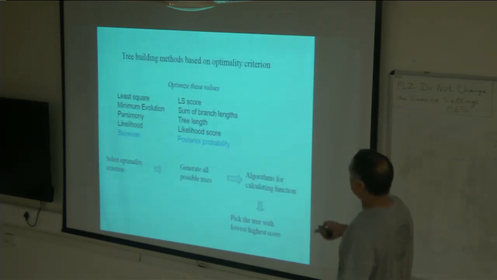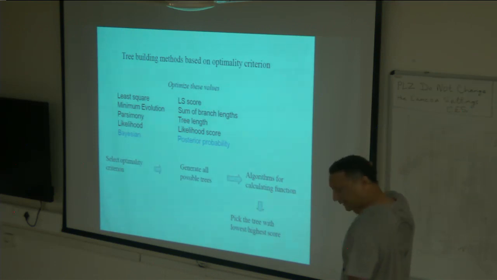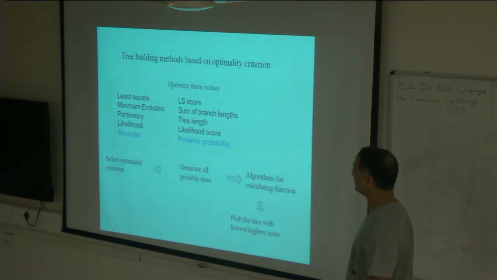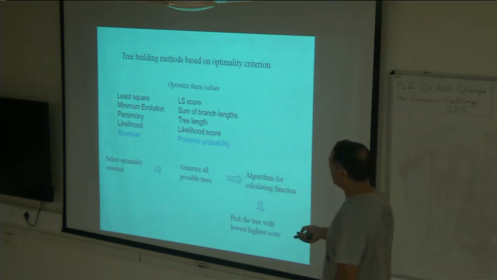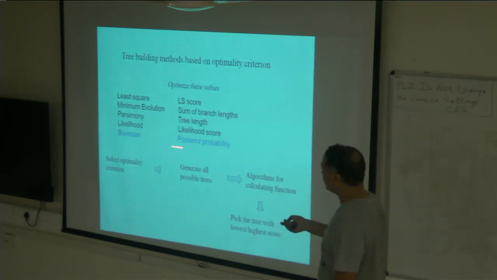Okay, so the optimality criteria based tree building methods have a problem, which I'll come to in a minute, and these are the various optimality criteria based tree building methods, and this is what they are trying to optimize. Bayesian is in blue, and that I'll explain in a minute.